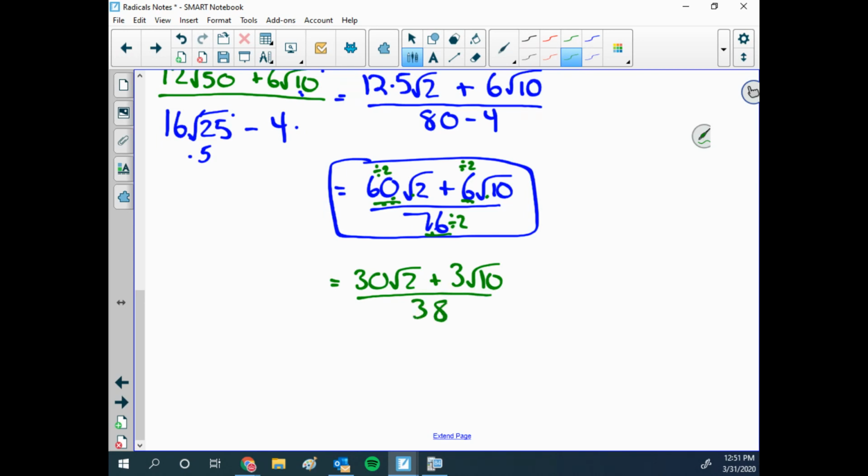Those cannot be simplified any further, right? I can't divide a 2 or a 3 out of any of them. So that would actually be the final answer that would appear on the test. Okay.